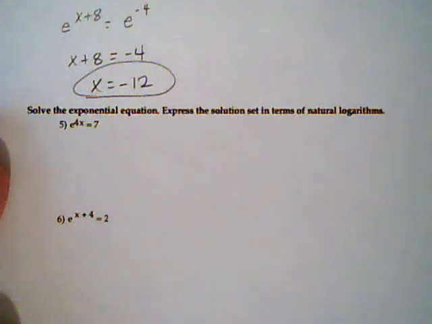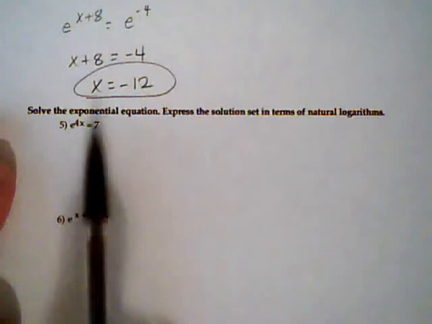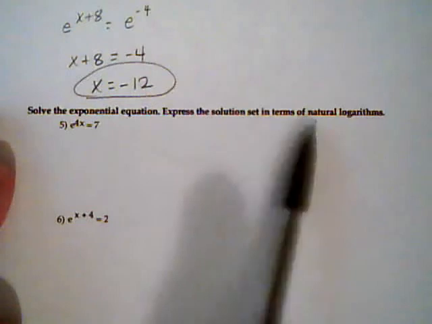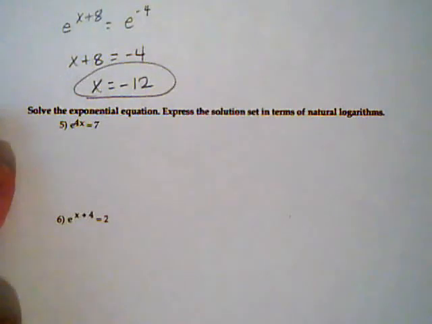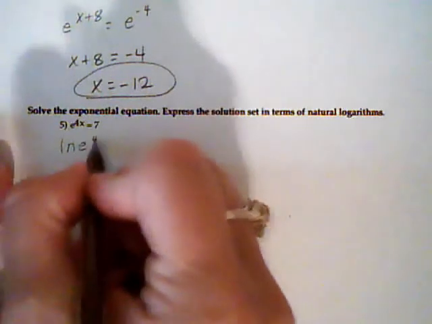Okay, for the next set of problems, the directions say solve the exponential equation, express the solution set in terms of natural logarithms. If you look at number 5, e to the 4x equals 7, there's no way that you could rewrite this to have the same base like we did for problems 1 through 4. So we can use our natural log to get rid of the e in the equation, because what's going to happen if I take the natural log of e to the 4x?